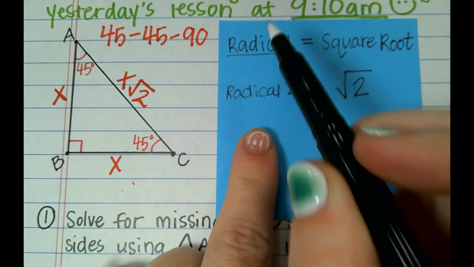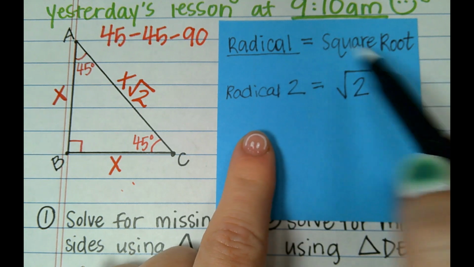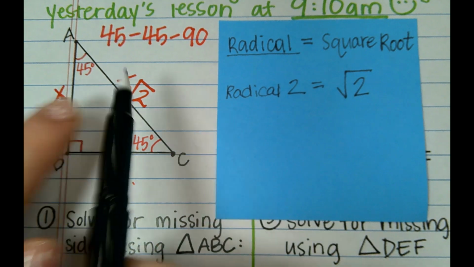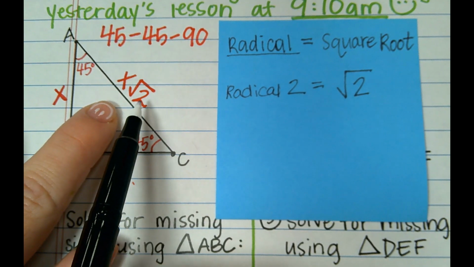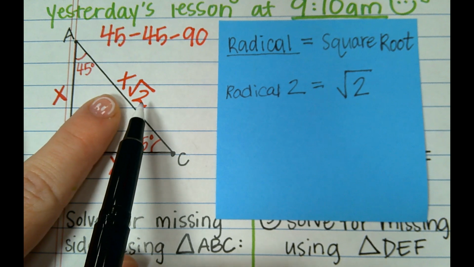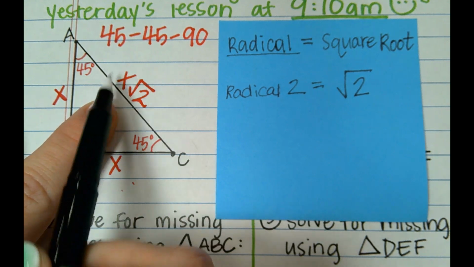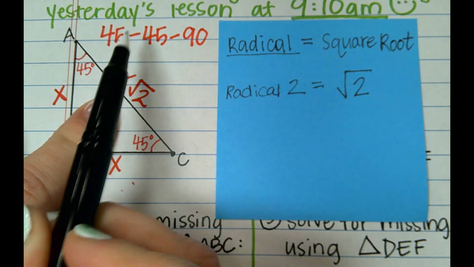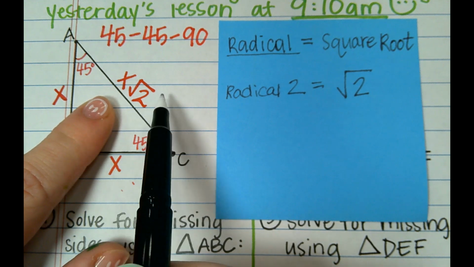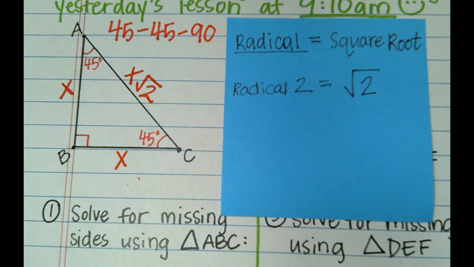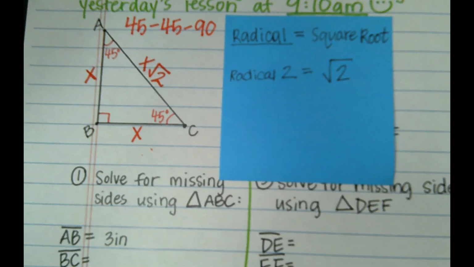Okay, so we're learning a new word today, radical. It just means square root. So if I have x radical 2, that just means whatever x is, I take that times the square root of 2. And let's see that in action in number 1.